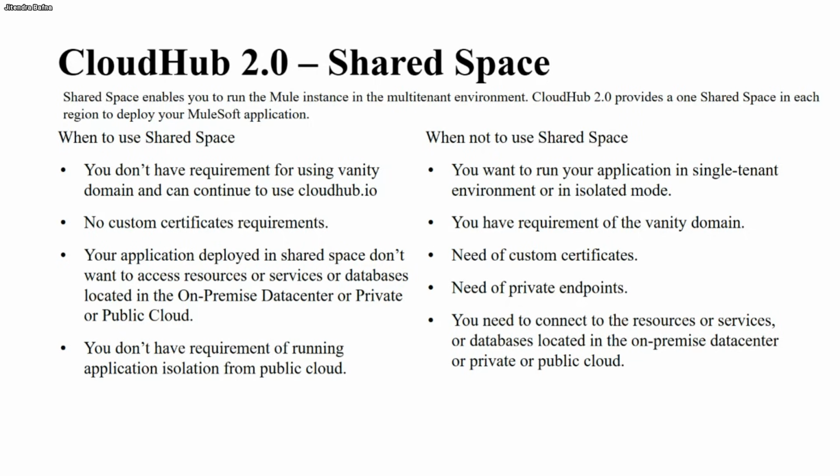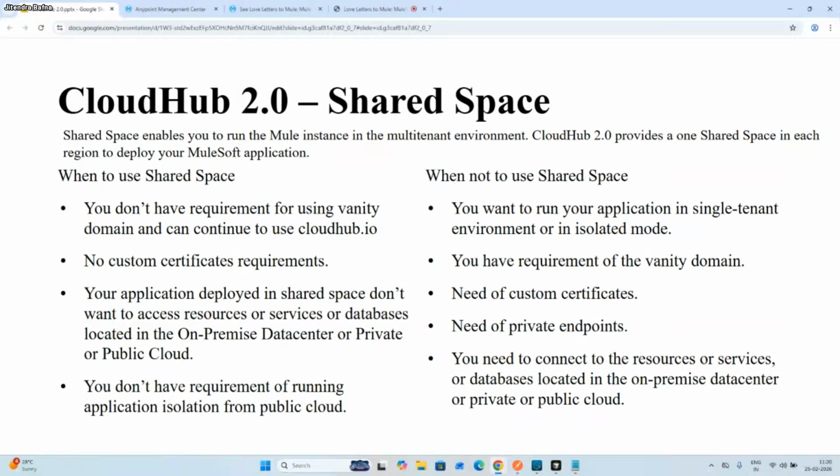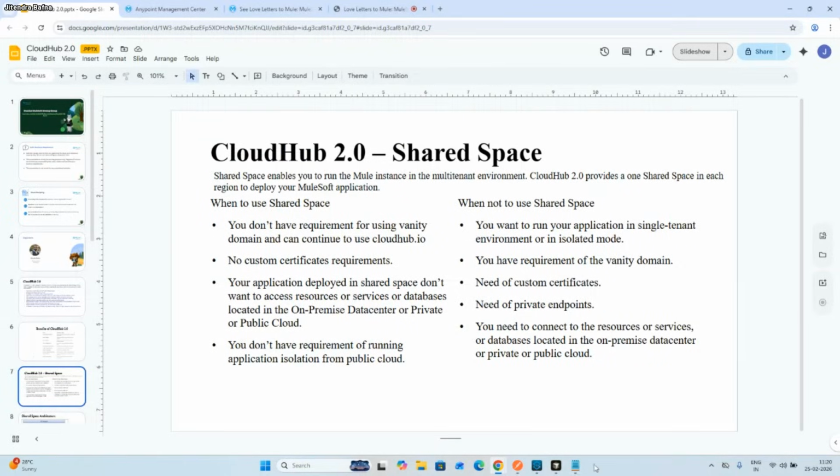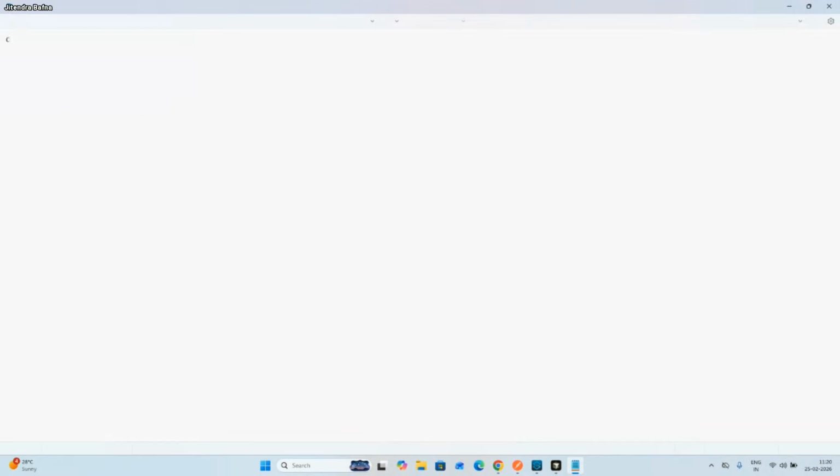Shared space is similar to a vanilla architecture provided by CloudHub 1.0. Similar, this is CloudHub 2.0. Okay. So one of the things I haven't explained to you, in CloudHub 1.0, I have a tenant one. This is a very important concept. Tenant two. So tenant one and tenant two are nothing but the customers of MuleSoft, right?